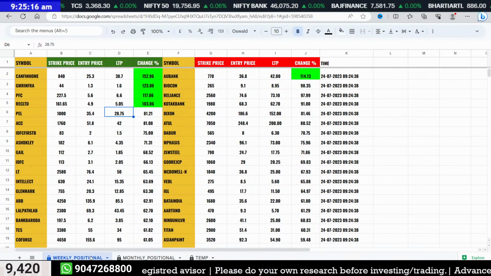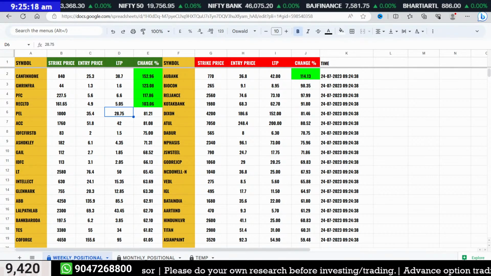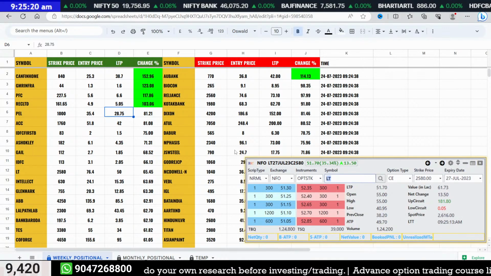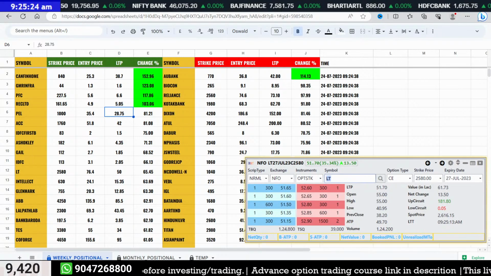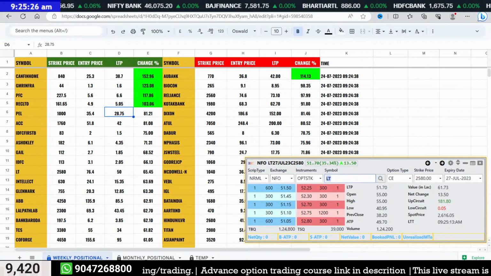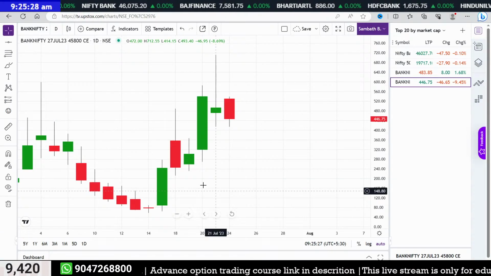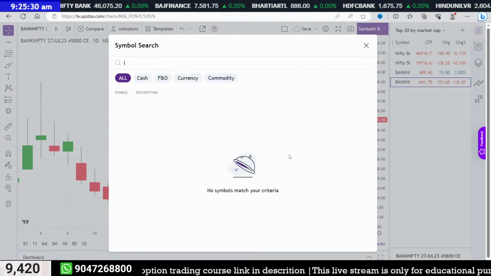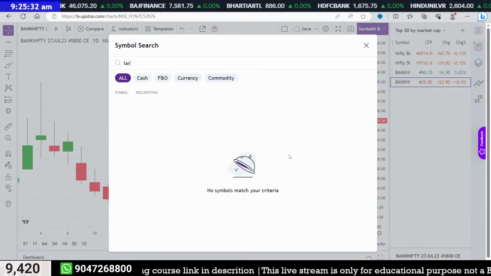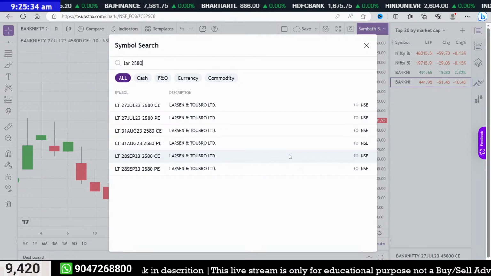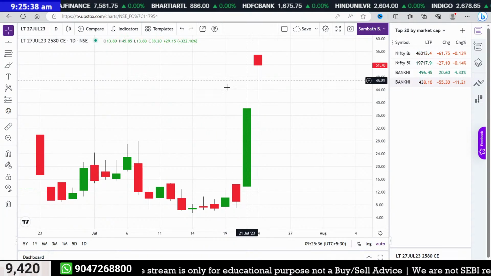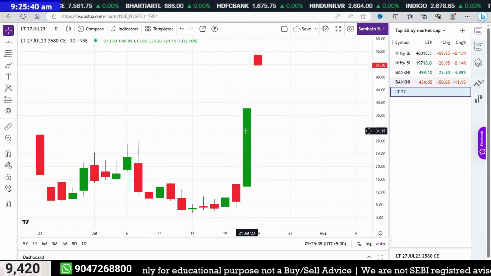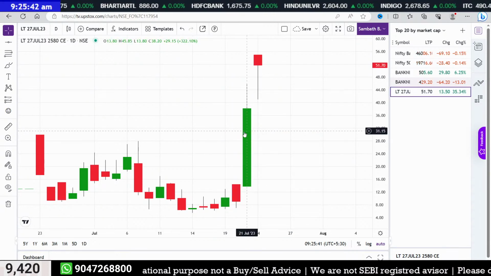Once the breakout is done, we can go for it. I'm just tracking this LNT only above 56. Let me wait and see what is going to happen. The current price is around 52. I'm just tracking for 56. That is the strike price. Initially it started with 50, 55, but only above that level am I tracking this.